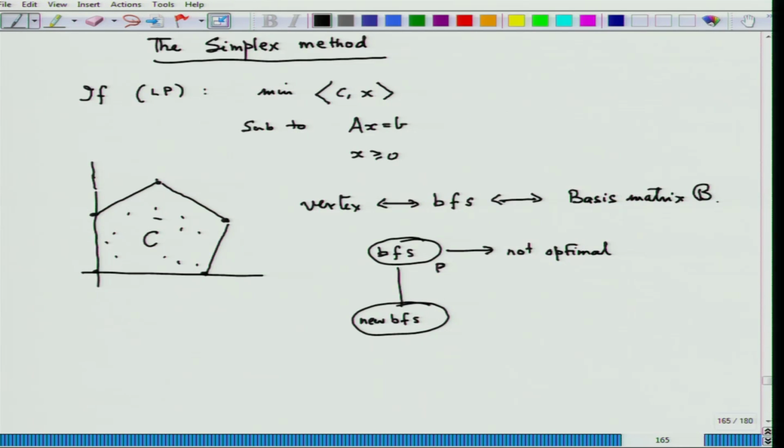So, if I call the basis matrix associated with this BFS as B and the new one as B dash, and the objective function values as ZB and ZB dash, I should have at least improvement in the objective. This is what I intend to have. This is basically some sort of flow chart of the simplex method. That is what I intend to do in the simplex method. So, how do we achieve that?